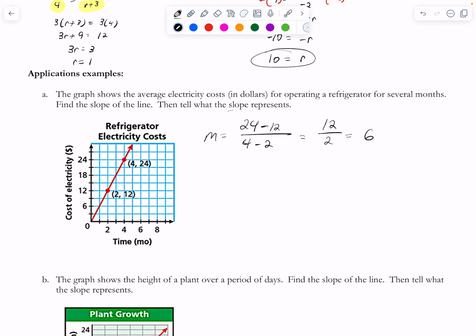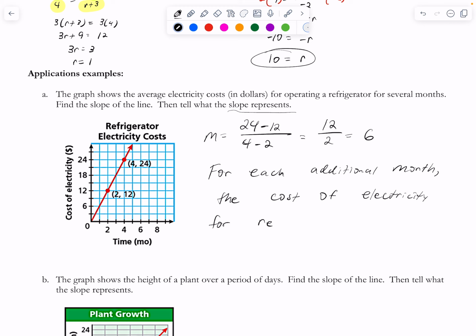And it wants us to say what this slope represents. So this is what it represents. For each additional month, the cost of electricity for refrigerators increases by $6. So each month I'm expecting to pay $6 more in my electricity costs for my fridge.